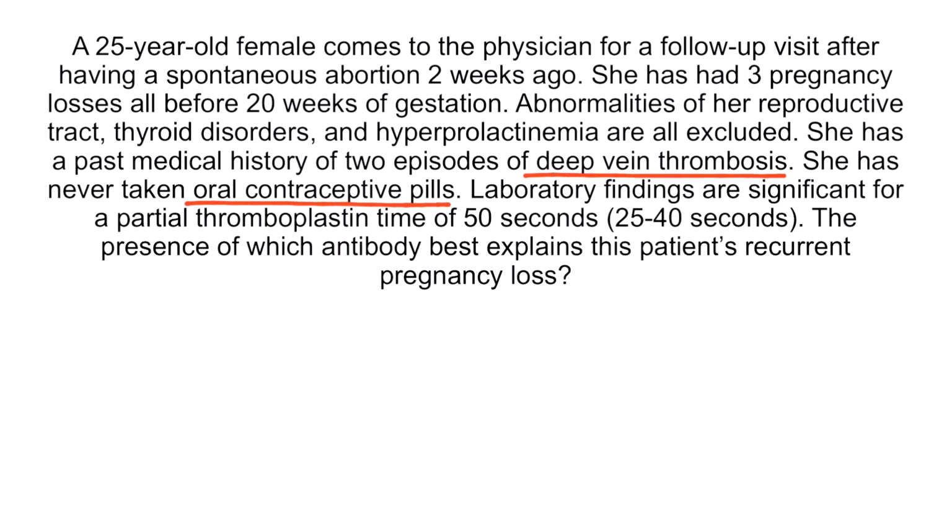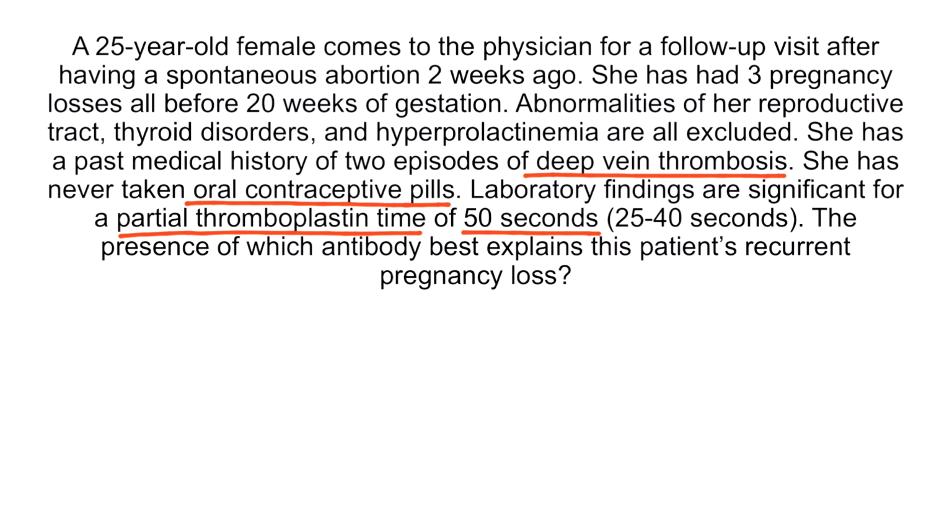All right, this patient has recurrent pregnancy loss and 2 occurrences of DVTs with no history of taking oral contraceptive pills. Additionally, her partial thromboplastin time is elevated at 50 seconds. All of these findings point towards the diagnosis of antiphospholipid syndrome. A falsely elevated partial thromboplastin time is explained by the presence of lupus anticoagulant in this patient.